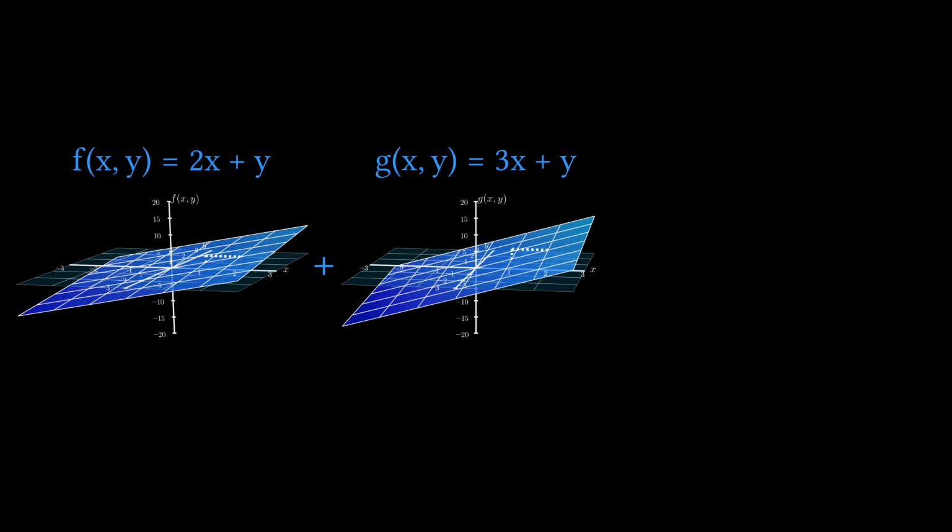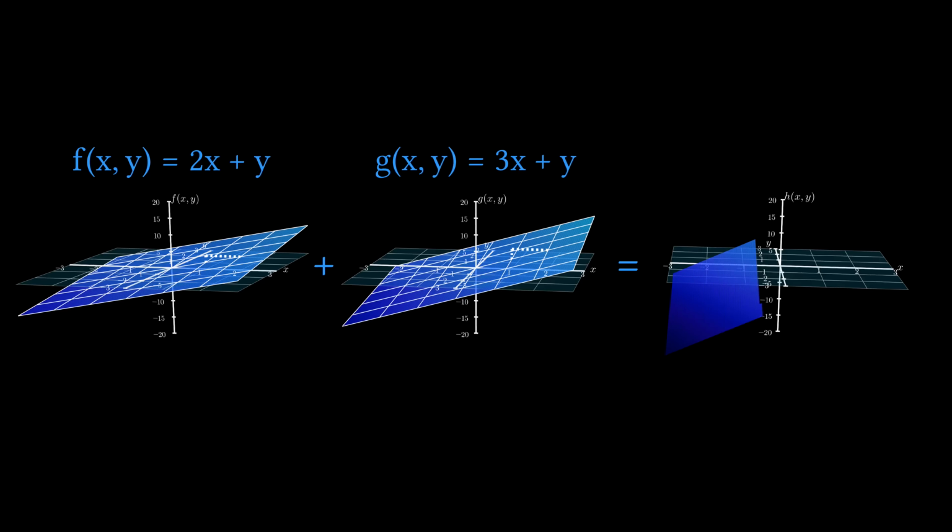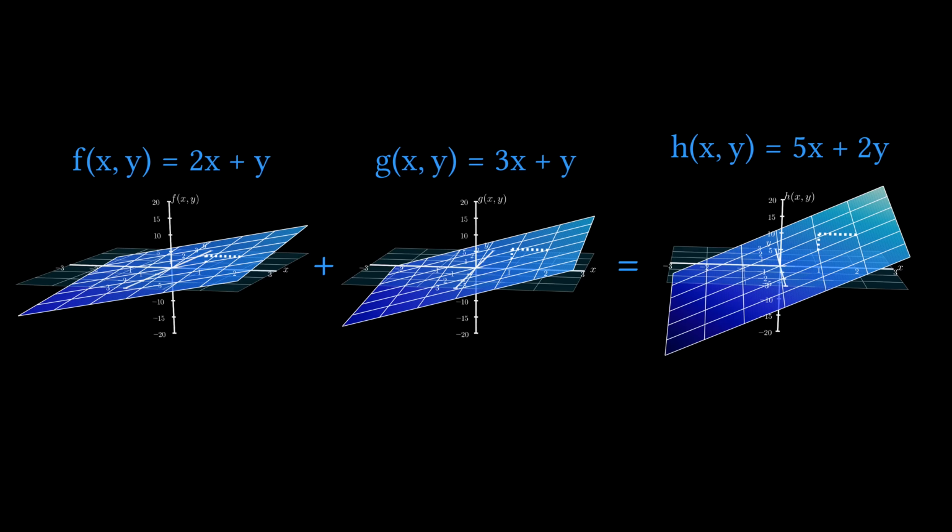Here we see that f of x,y, which equals 2x plus y, plus g of x,y, which equals 3x plus y, is equal to h of x,y, which equals 5x plus 2y. And their derivatives with respect to both x and y add up, as we would expect from extending the single variable sum rule to multiple variables. So the derivatives in the x direction would be 2 plus 3, which equals 5, while the derivatives in the y direction would be 1 plus 1, which is 2.